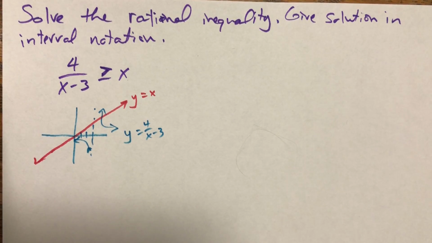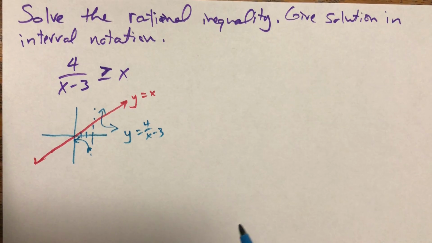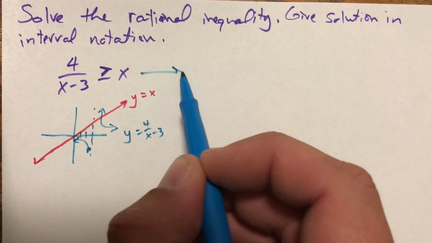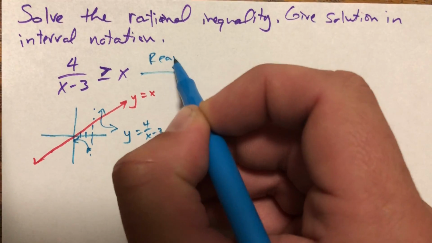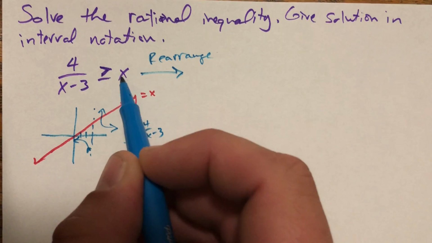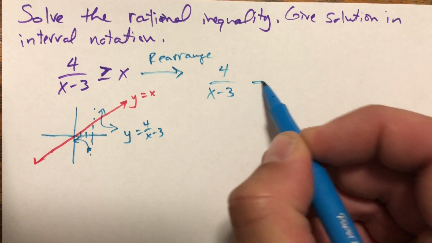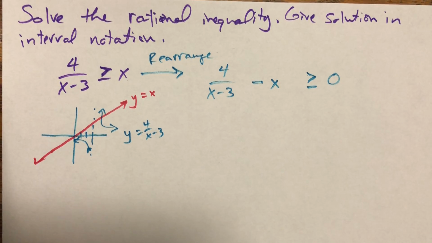which I guess would inspire us to mess with this a little bit algebraically before we even start, because it'll end up being a little bit easier for us. So if we can rearrange our terms where this one's on the other side, that's going to make our lives a whole lot easier. So let's rearrange. All right, so this one's going to go over the other side. So we got 4 over x minus 3 minus x greater or equal to 0 now.